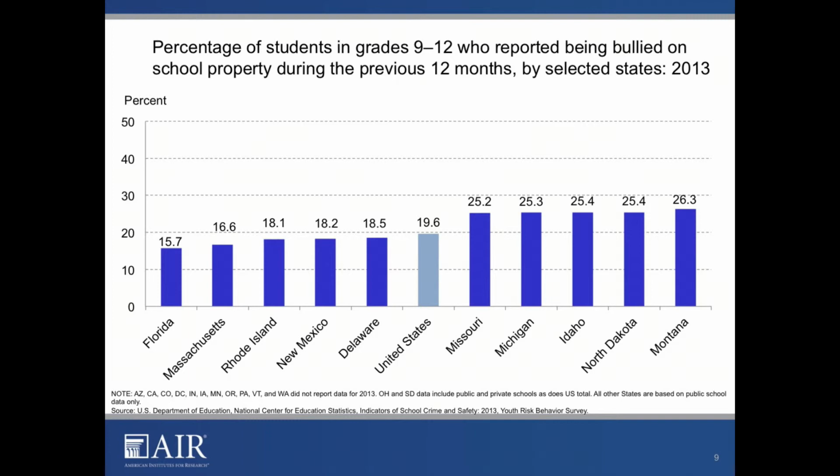And what I'm highlighting in this slide is we have the United States in the center with an average of about 20% of students in grades 9 through 12 who reported being bullied on school property during the previous 12 months. And then to the left of that, we see the 5 states with the lowest percentages reported, and on the right of that, we see the percentages with the highest percentages reported, ranging from about 16 through 26%.